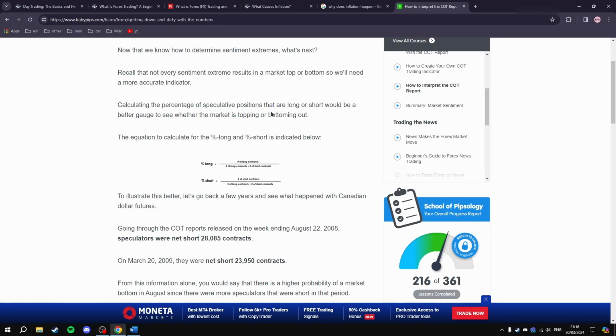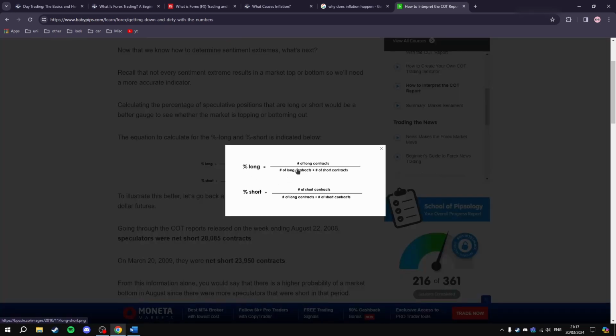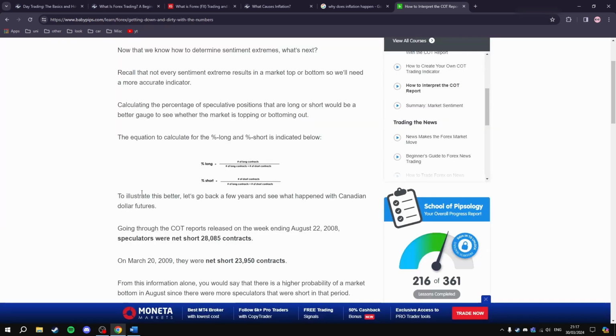Percentage of speculative positions that are long or short. The equation to calculate the percentage of long and percentage of short is indicated below. Percentage long equals number of long contracts over number of long contracts plus number of short contracts. Percentage short equals number of short contracts over number of long contracts plus number of short contracts.